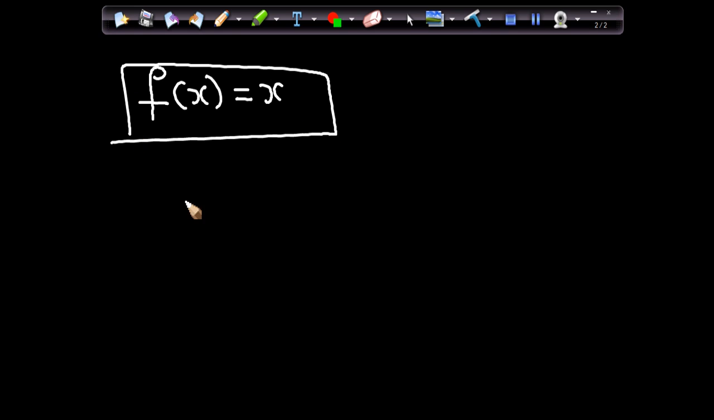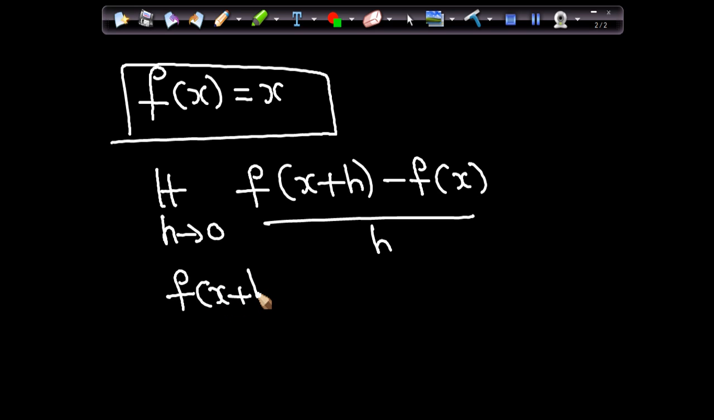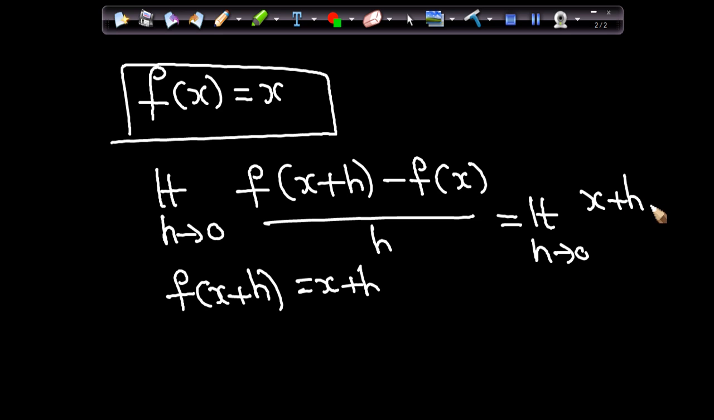For example, I would like to find the derivative of the function f of x is equal to x. Then the derivative is given by limit h tends to 0 of f of x plus h minus f of x, divided by h. So if f of x is equal to x, f of x plus h would be x plus h. So the given expression is limit h tends to 0 of x plus h minus x, divided by h. The positive x and the negative x get cancelled. So h by h is 1. So the derivative of f of x is 1.